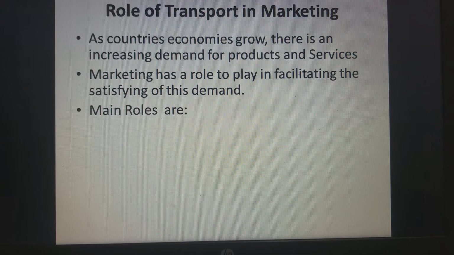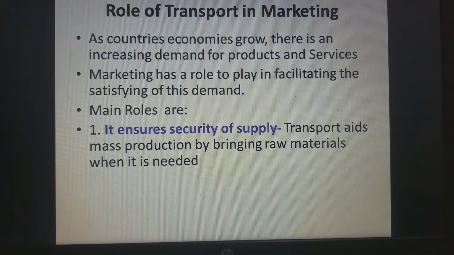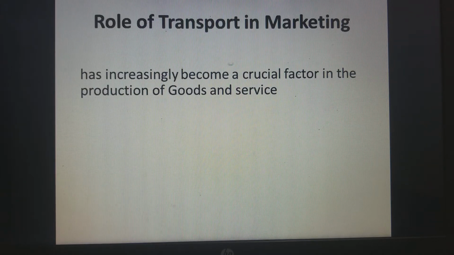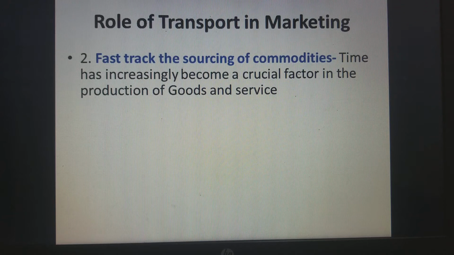Now, the main roles are: one, transport ensures security of supplies. Transport aids mass production by bringing raw materials when they are needed. It aids the distribution of finished goods to the marketplace. It fast-tracks the sourcing of commodities. Time has increased in importance, so we're talking about fast track. Transport fast-tracks the sourcing of commodities.